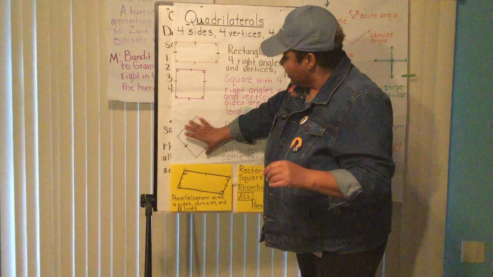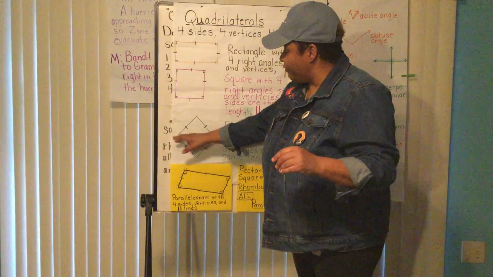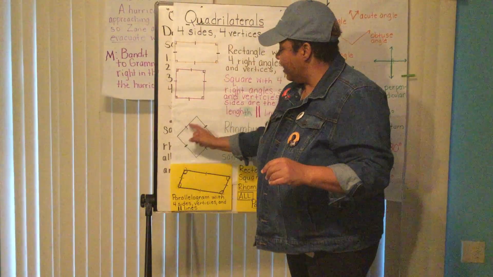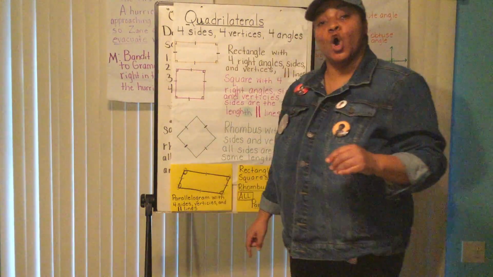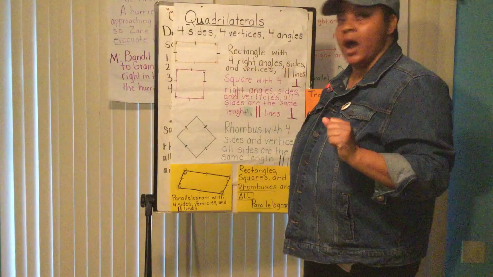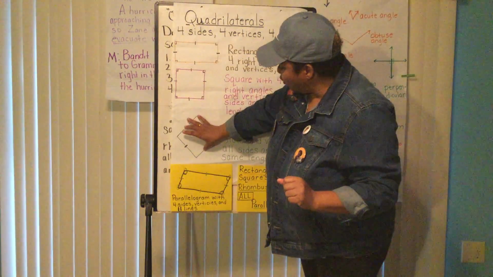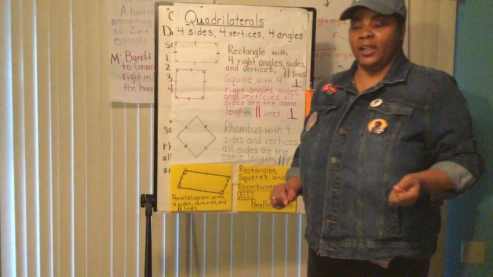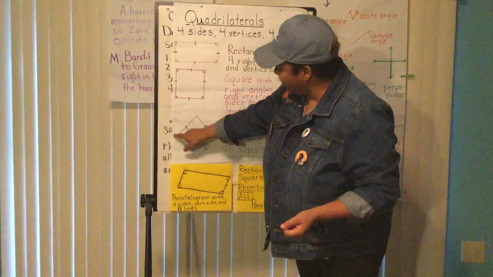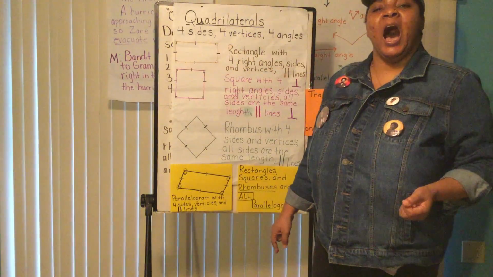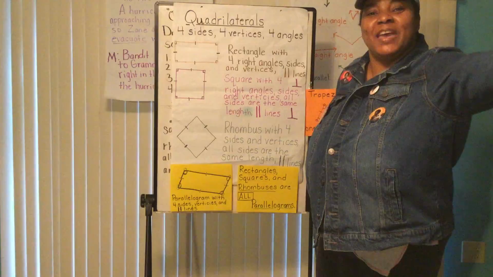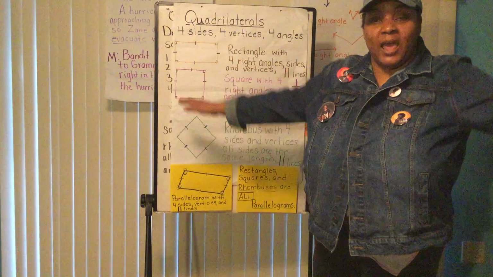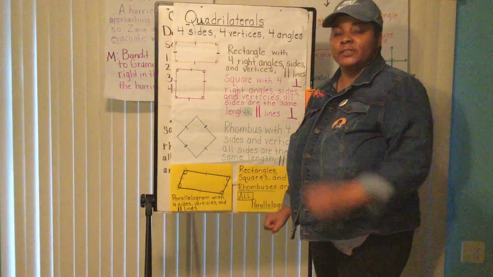Let's see. Side 1, side 2, side 3, side 4, vertex 1, vertex 2, vertex 3, vertex 4. Angle 1, angle 2, angle 3, angle 4. Excellent job, right? And then I have 1 set of parallel lines and then another set of parallel lines. And then we talked about this angle right here opening up as being obtuse, more than 90 degrees, but less than 180 degrees, a straight line. We just described the rhombus.